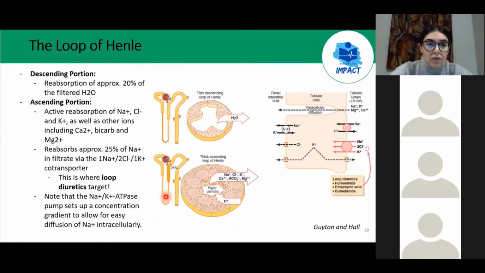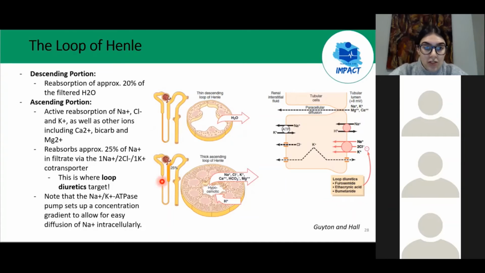All right, so we've looked at our proximal convoluted tubule, and now we're going to look at our loop of Henle. This is this little guy here that's looping around and coming back. We have two portions of our loop of Henle. In the descending portion, about 20% of our water is reabsorbed back into the circulation, so back into the renal interstitium. It's important to know that this descending portion is impermeable to solutes. The only thing that can get out is water, not solutes.